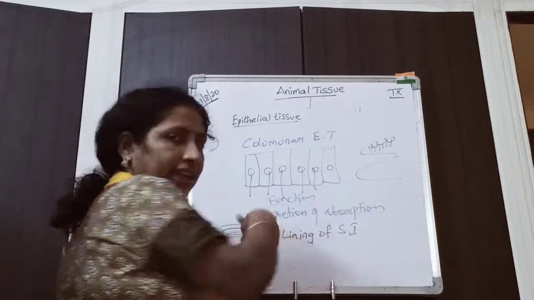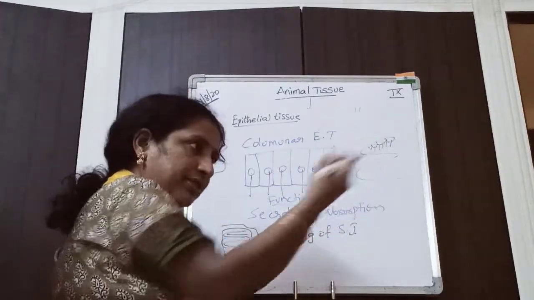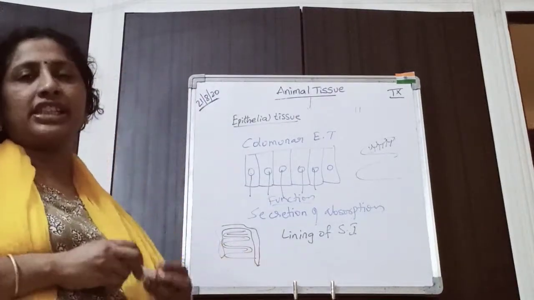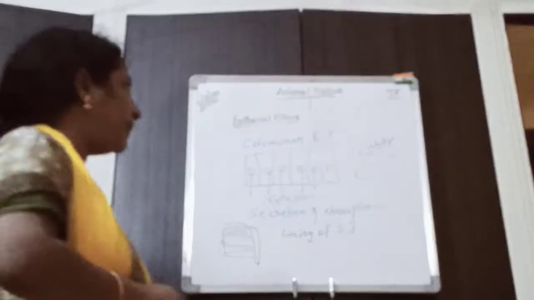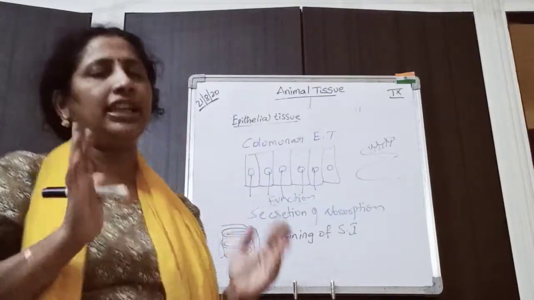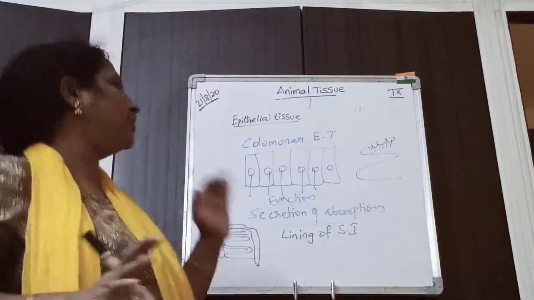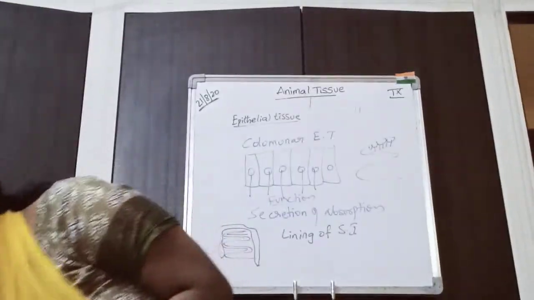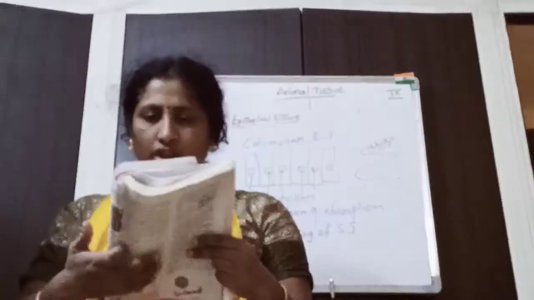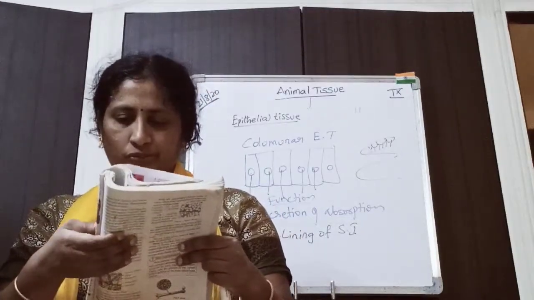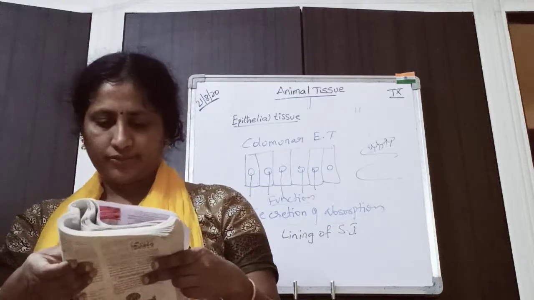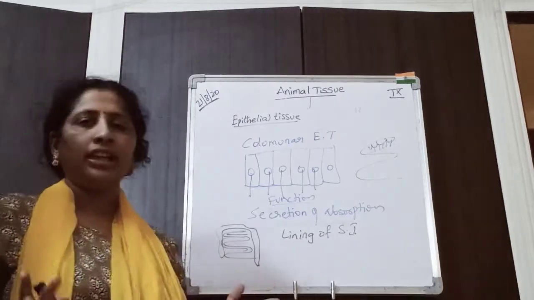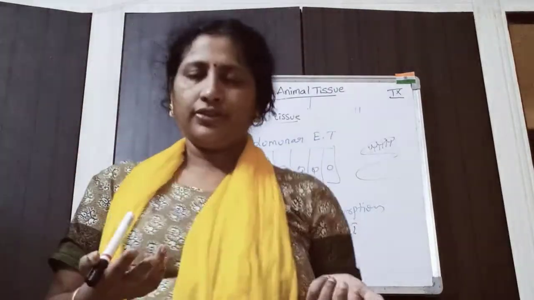There will be another tissue which will absorb these juices and help in the digestion of the food which has come into the intestine. So the main function of columnar epithelial tissue is secretion and absorption, and they are mostly present in the lining of the small intestine. Okay. Now, clear? It is not only in the small intestine.